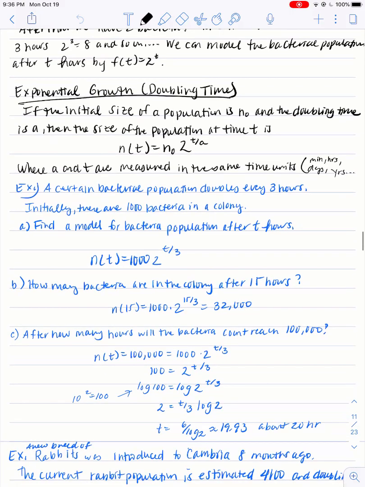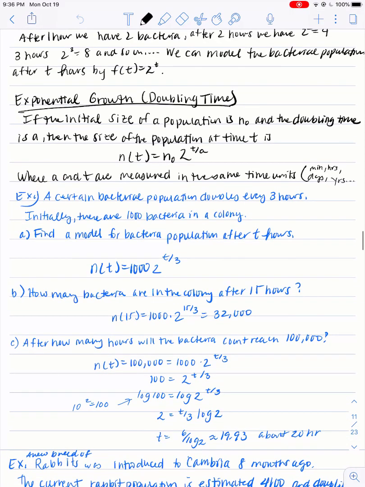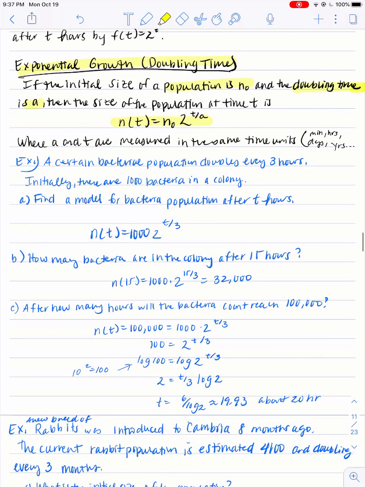So if the initial size of a population is n naught and the doubling time is a, then the size of the population at time t is n of t equals n naught times 2^(t/a). So where a and t are measured in the same time units, so they're both going to be in minutes, hours, days, years, etc.